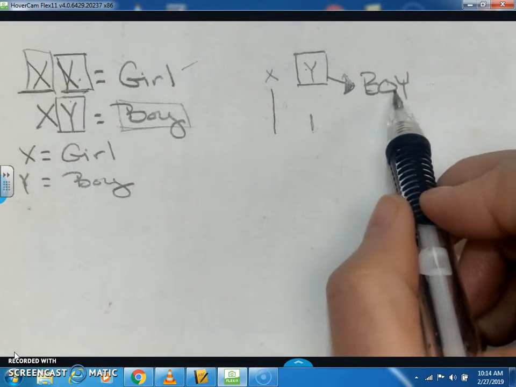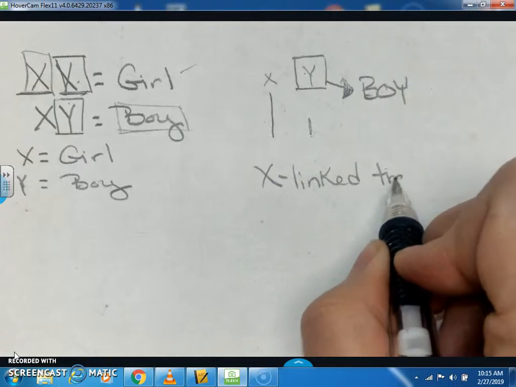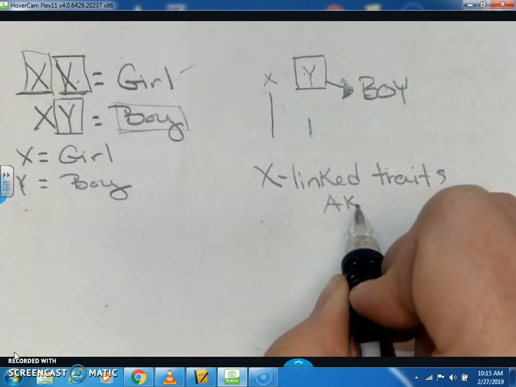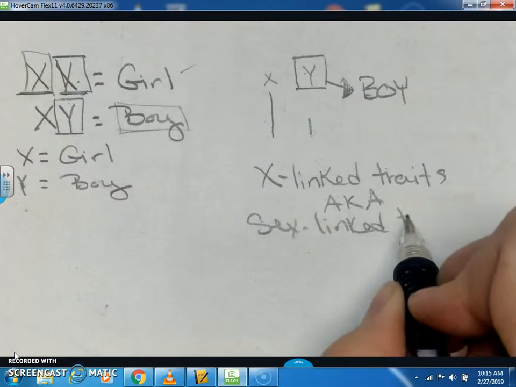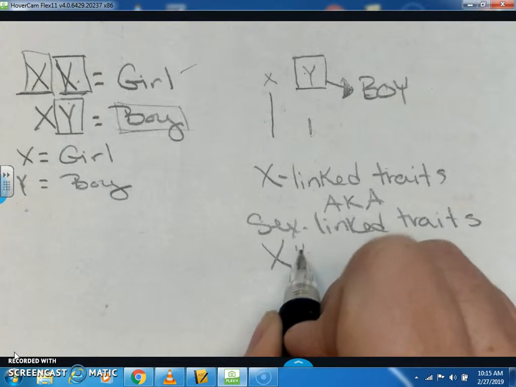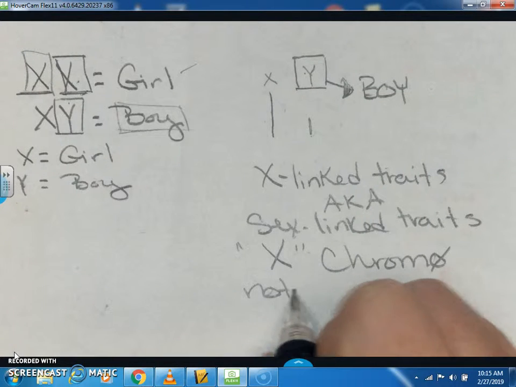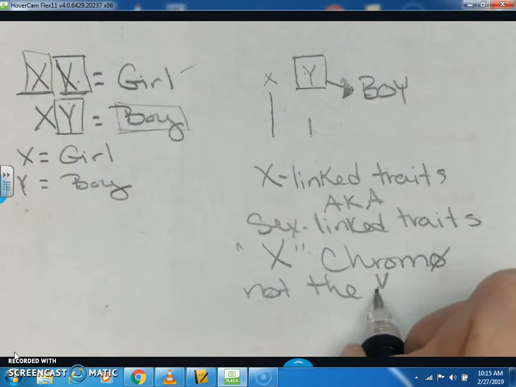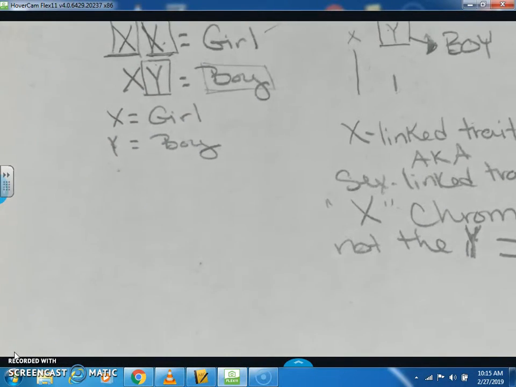That's it. So X-linked traits, aka sex-linked traits, can only be given on the X chromosome, not the Y, because the only thing a Y is good for is to determine the sex of that child. So I'll give you an example.